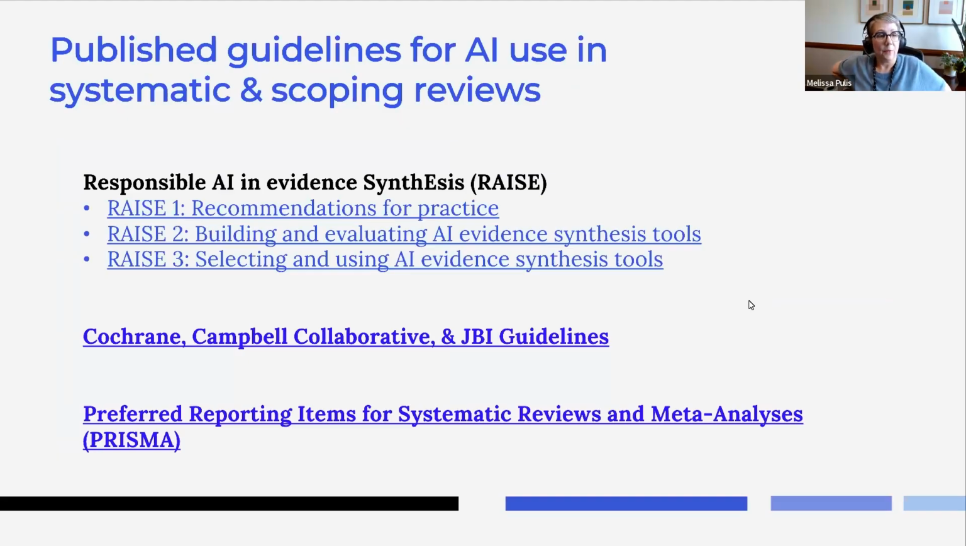So let's jump in. Fortunately, there are 3 organizations that have published guidelines for AI use in systematic and scoping reviews. That is the Responsible AI and Evidence Synthesis, which goes by the acronym RAISE; Cochrane, Campbell Collaboration, and JBI, who issued some guidelines; and then we have the Preferred Reporting Items for Systematic Reviews and Meta-Analyses, aka PRISMA, which I'm guessing most of you are familiar with.